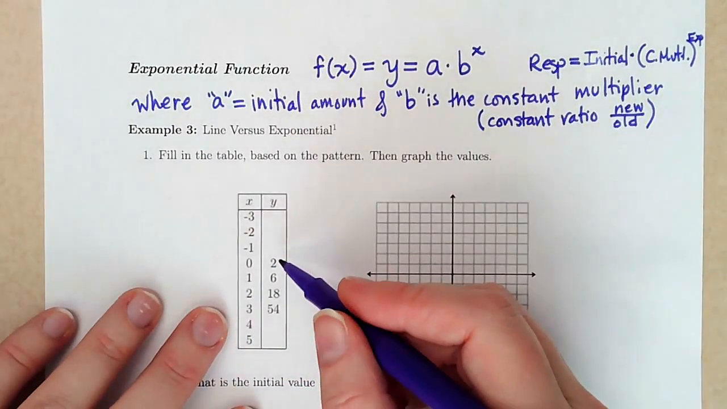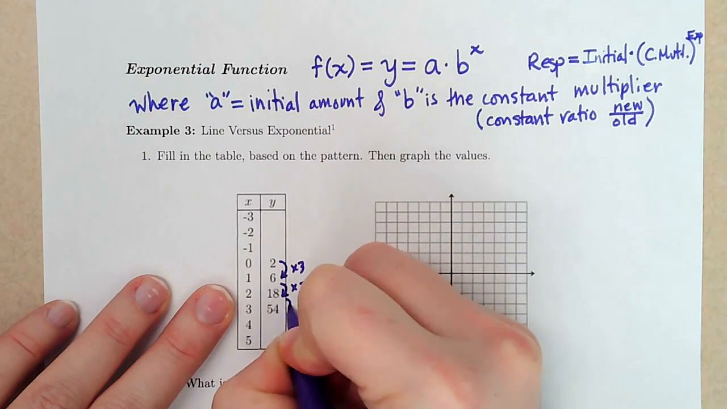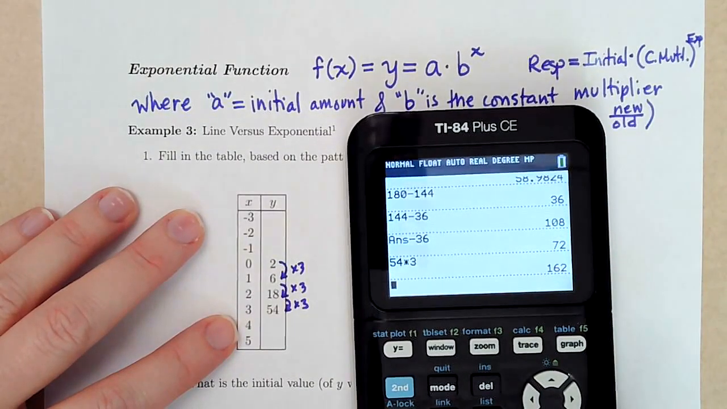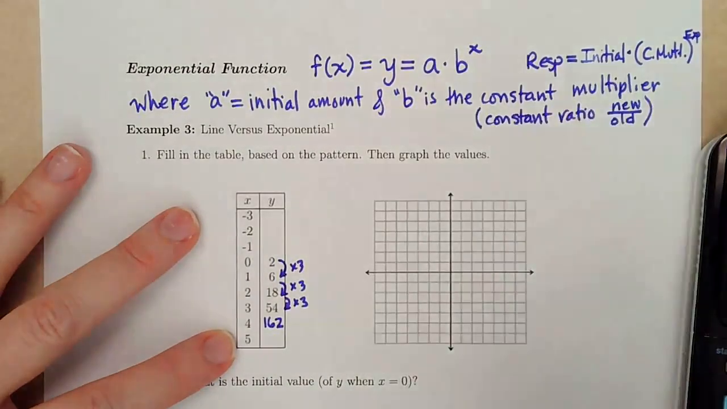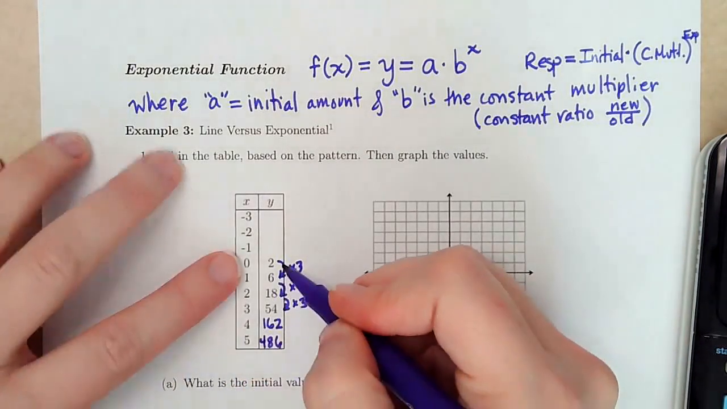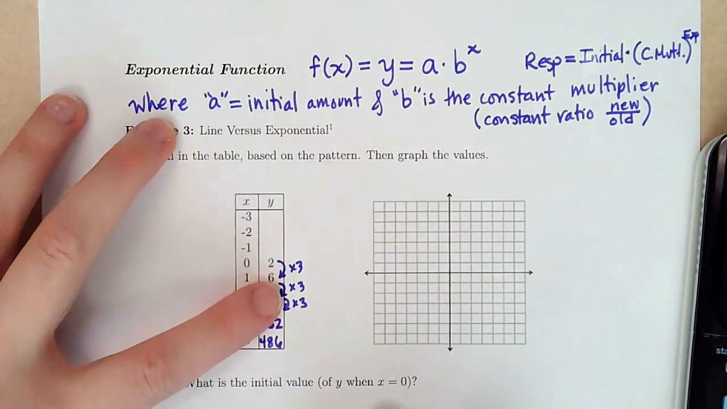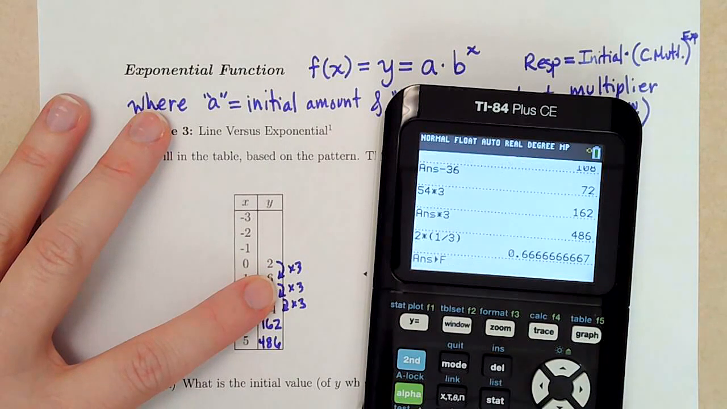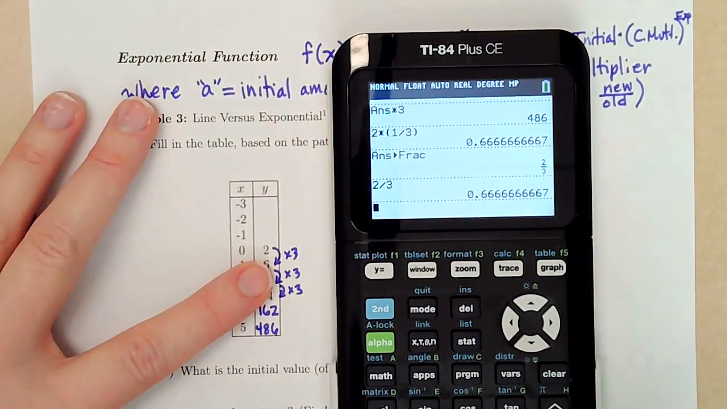Oh, I see it. Times 3 times 3 times 3. All right, here we go. 54 times 3, 162. 162 times 3, 486. If I'm going the other way, I would be dividing by 3 or taking a third, because I need to be portioning now instead of scaling up and tripling. So 2 times 1/3, right? Math back. 2/3. Or if you did 2 divided by 3, you'll get the same thing.